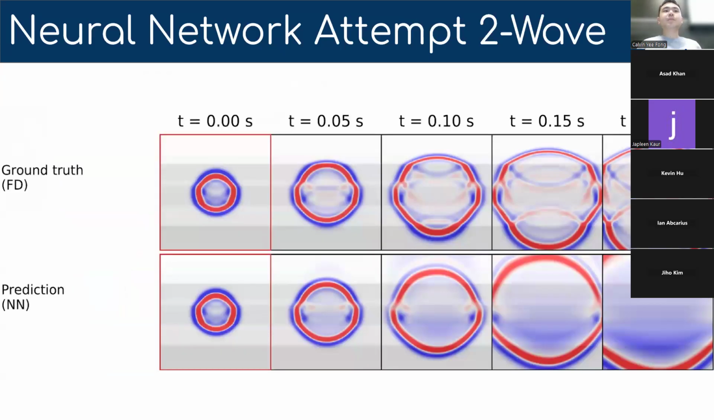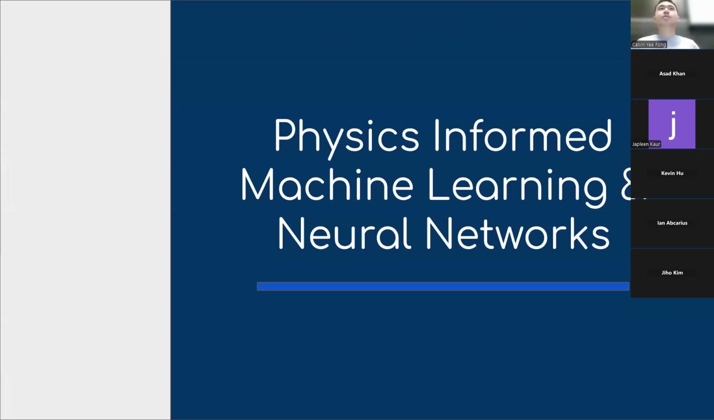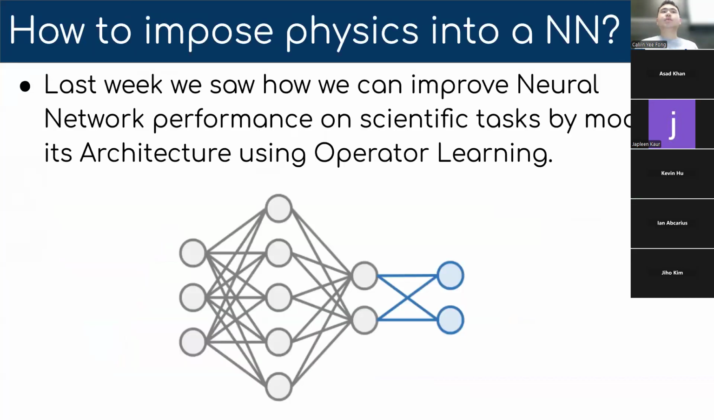Okay. So, physics-informed machine learning and neural networks. Last week, we saw how we can improve neural network performance on scientific tasks by modifying its architecture using operator learning, where we change the network structure and the layers that we use in the design of the model. This is like the Fourier layers that we were talking about last time, or like the convolutional layers that have been used in image processing.